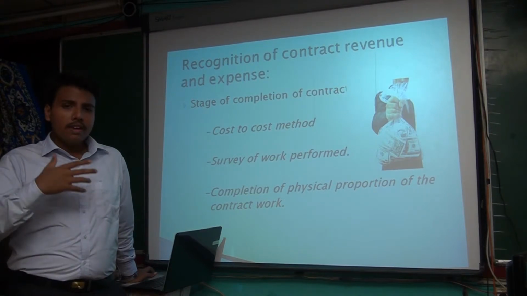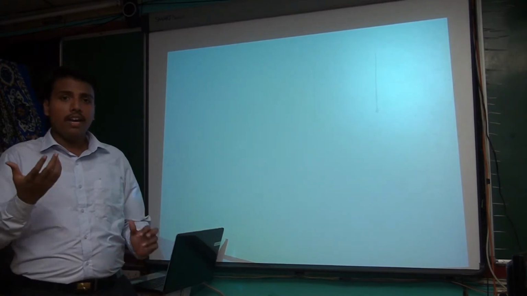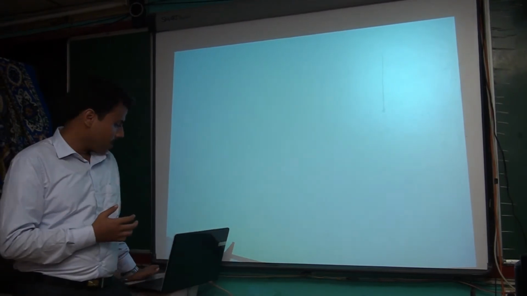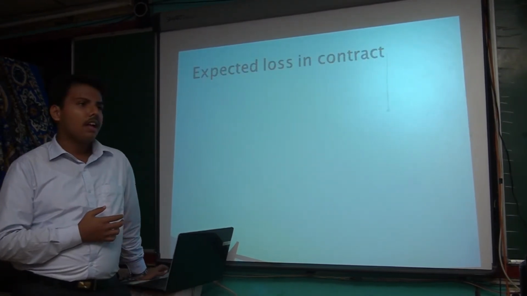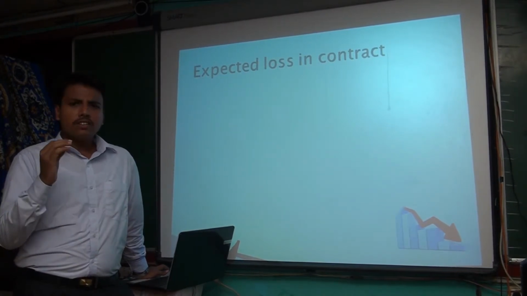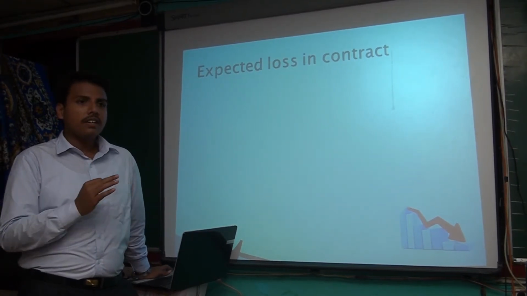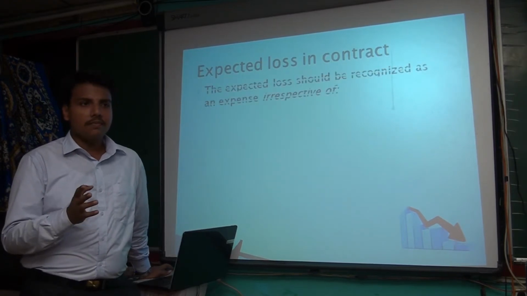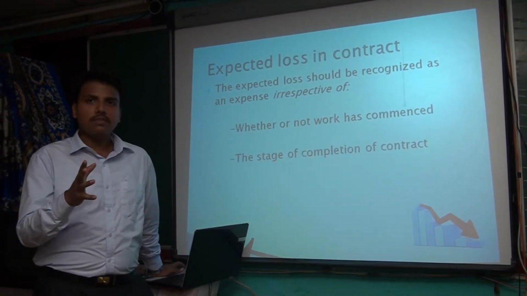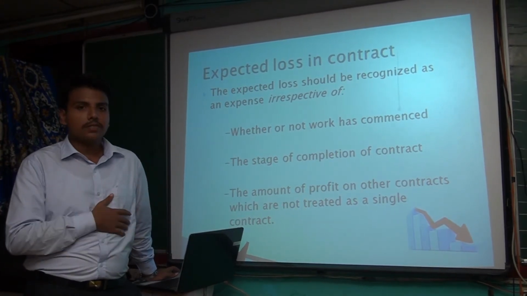Now, there may be cases where the total expected cost of the contract may exceed the total expected revenue from the contract. In other words, there may be an expected loss in the contract. So what to do when there is an expected loss in the contract? Owing to the concept of prudence, the standard says expected loss in the contract should be recognized immediately, irrespective of the commencement of the work, irrespective of the stage of completion of the contract and irrespective of the profit from other contracts.